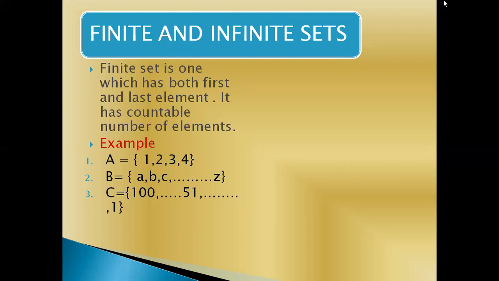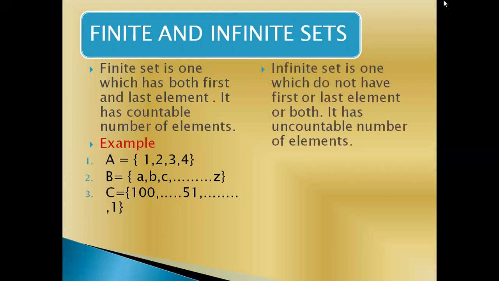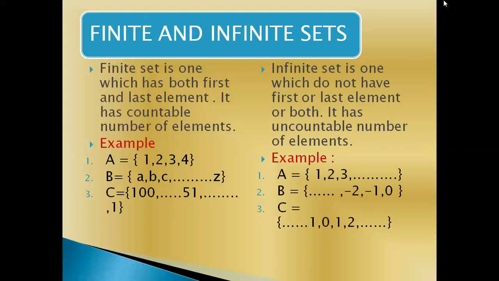Now in example C, the first element is 100. It's a reverse counting, you must say. And the last number of the reverse counting is 1. Let's move to infinite sets. An infinite set is one which does not have a first or last element, or both. It has an uncountable number of elements. For example, in set A there is a first element but no last element. Just like B, the first element is missing and the last element is 0. In C, both the first and the last elements are not present.